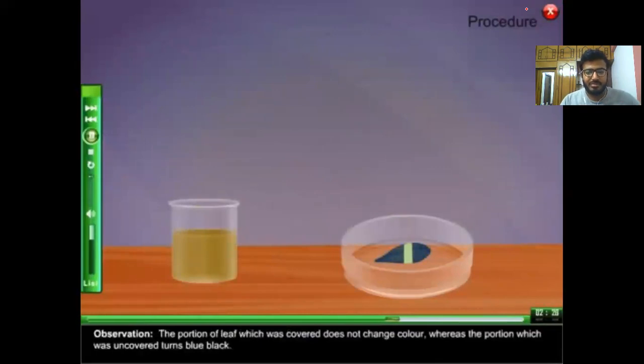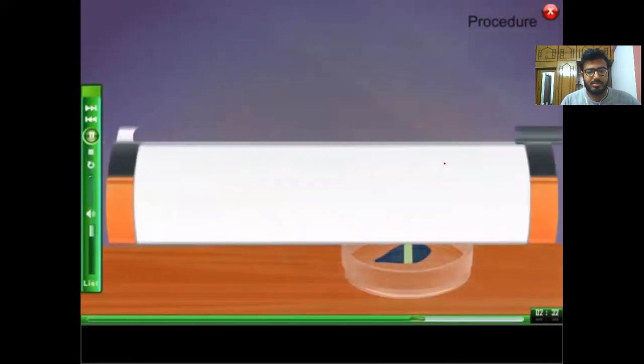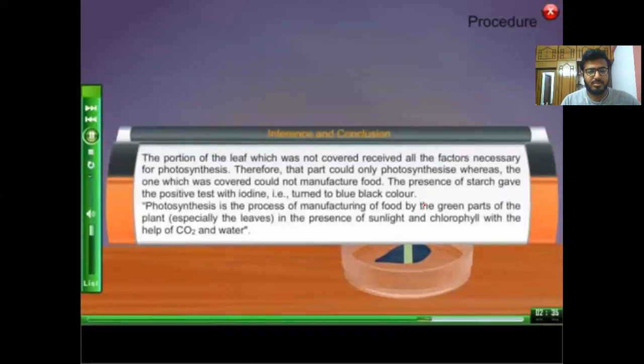Observation. The portion of the leaf which was covered does not change color, whereas the portion which was uncovered turns blue-black. Inference and conclusion. The portion of the leaf which was not covered received all the factors necessary for photosynthesis. Therefore, that part could photosynthesize, whereas the one which was covered could not manufacture food. The presence of starch gave the positive test with iodine, that is, it turned blue-black.